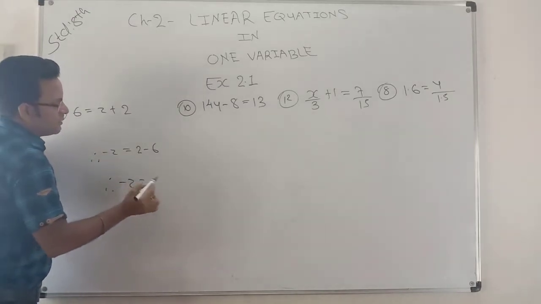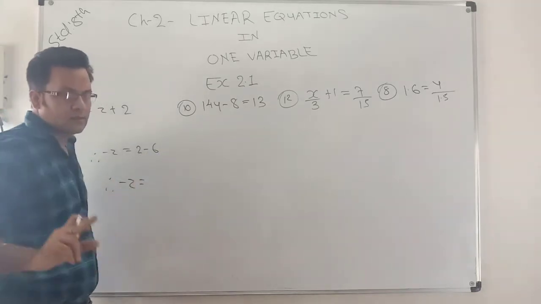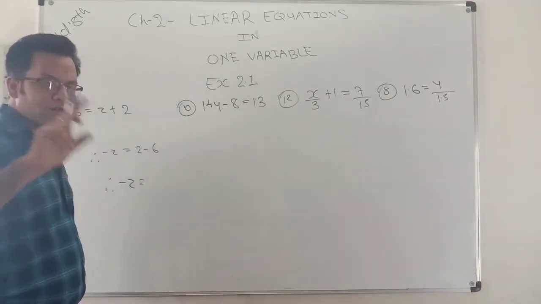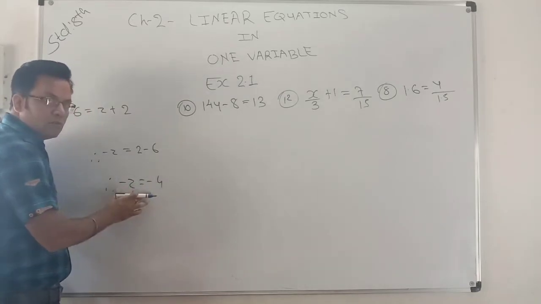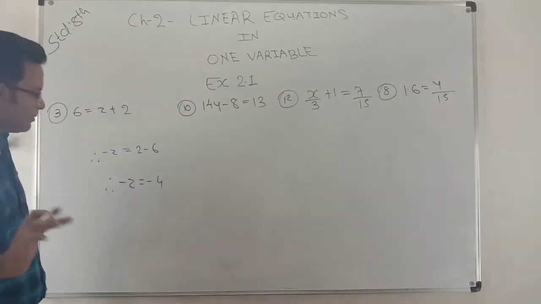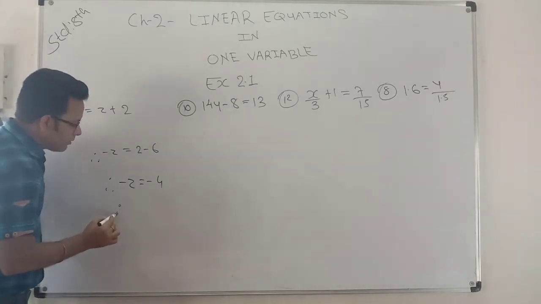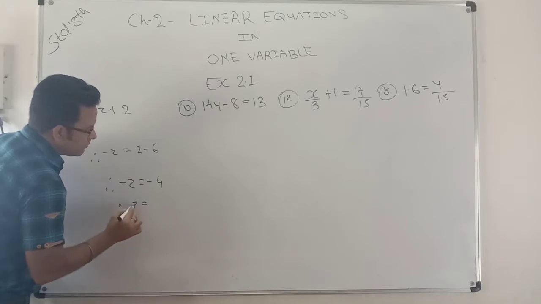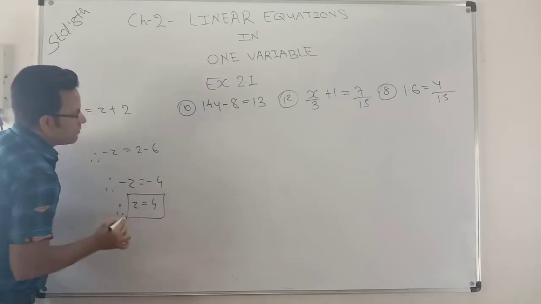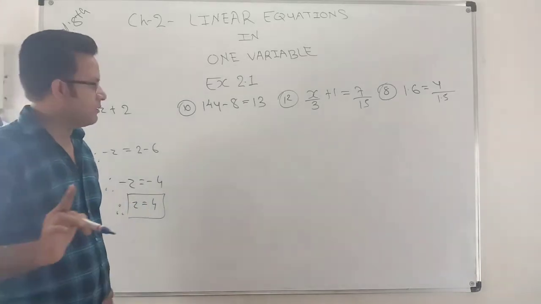Therefore, minus Z is equal to 2 minus 6. 2 minus 6 means plus 2 minus 6 is equal to minus 4. Now, both the signs are equal, minus minus plus. So, therefore, Z is equal to plus 4. This is your first answer.